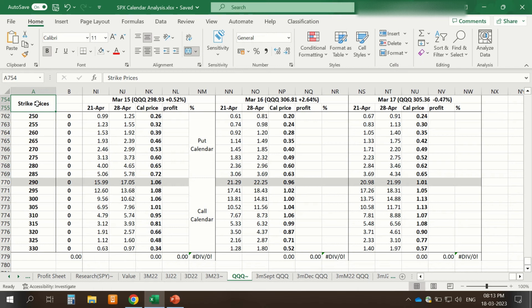So now let's get started. Let's concentrate on this first column. These are the different strike prices.